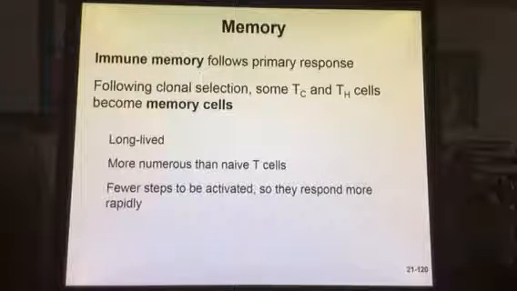Okay, and then the last step of cellular immunity is memory. So after the attack, the immune memory comes next. And so we said during the clonal selection of those T cells, some of them are going to become memory cells. Those cells are long-lived. They are going to keep that memory of what that antigen was for their lifetime. And they're more numerous than other types of T cells. And they don't need as many steps to be activated, so their response is quicker.